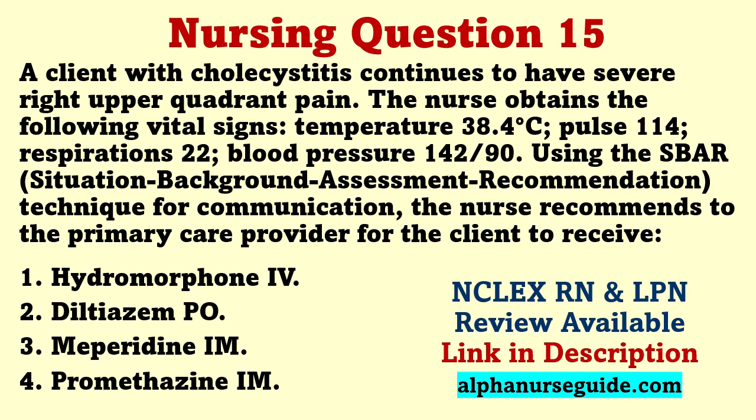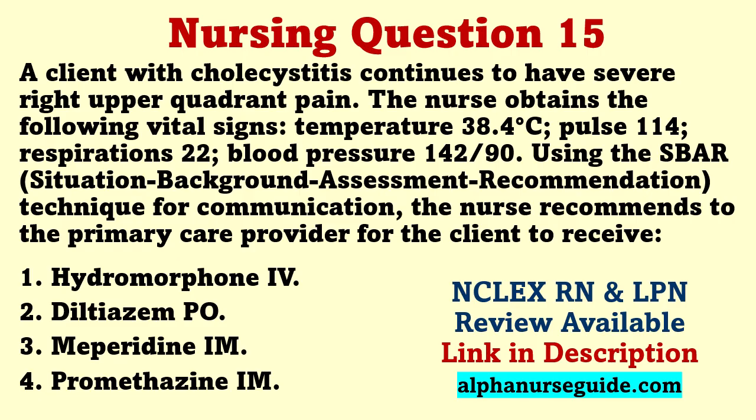A client with cholecystitis continues to have severe right upper quadrant pain. The nurse obtains the following vital signs: temperature 38.4 degrees Celsius, pulse 114, respirations 22, blood pressure 142/90. Using the SBAR technique for communication, the nurse recommends to the primary care provider for the client to receive 1. Hydromorphone IV, 2. Diltiazem PO, 3. Meperidine IM, 4. Promethazine IM.